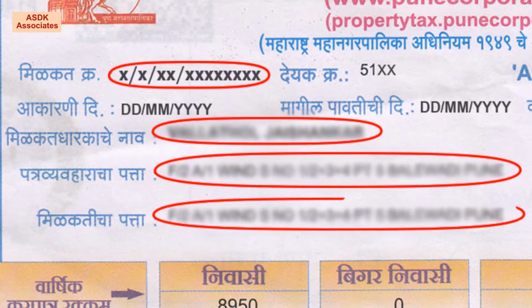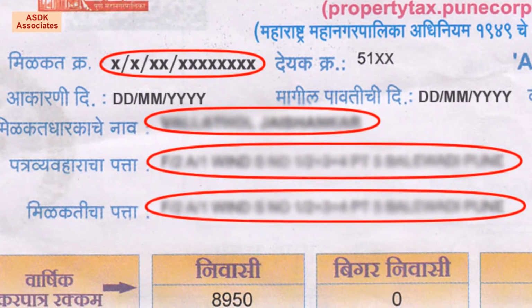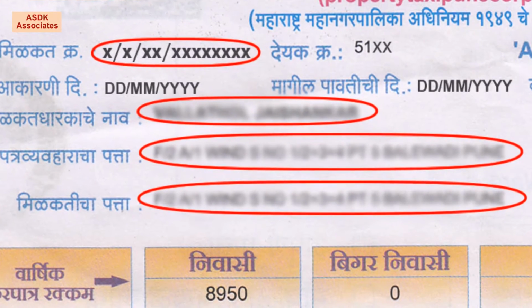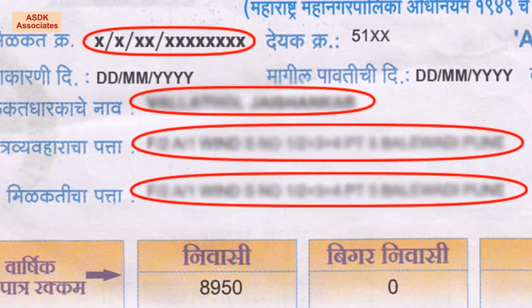Property details. Next you will find the property details. This contains the details of the property, that is the address. So basically the address and the property details are the same. This is also known as Milkat Patta.